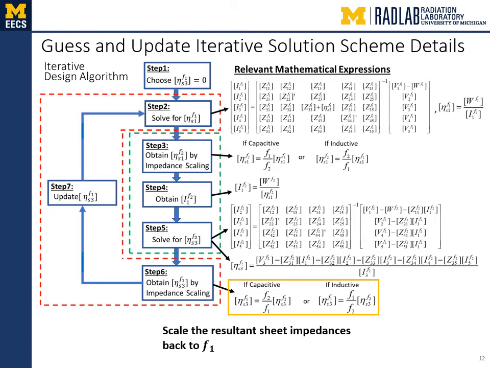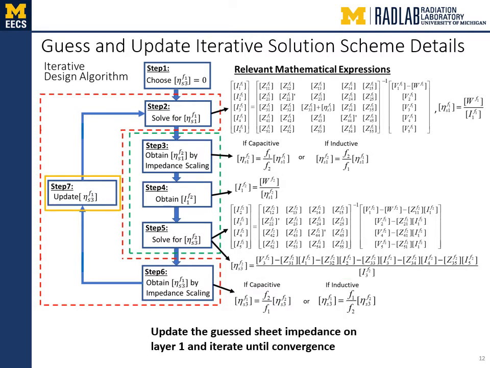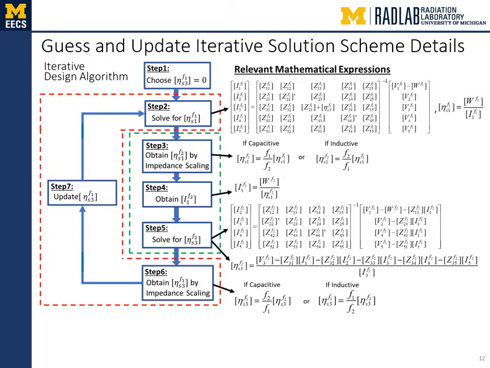at the second frequency. We then use the usual frequency scaling laws again to obtain the sheet impedances for layer 3 at the first frequency and update our original guess. We continue this process until convergence is achieved. As a reminder, in each cycle of the iterative design algorithm, when the sheet impedances are calculated, we throw out the real part and keep only the reactances in order to converge upon a purely reactive solution.